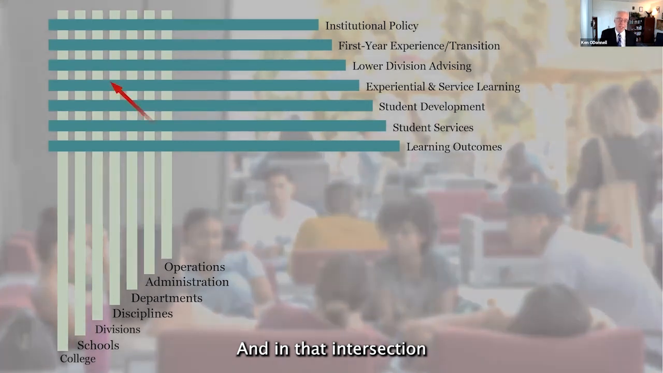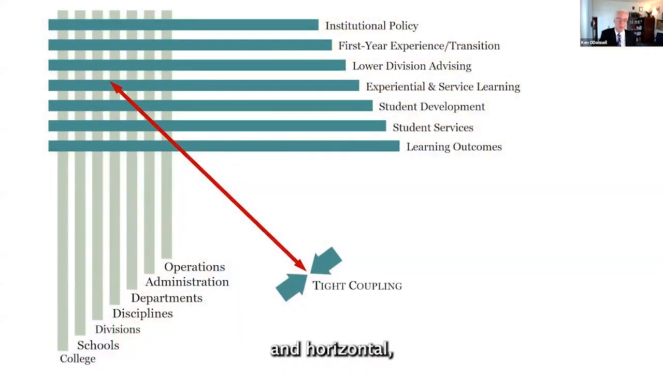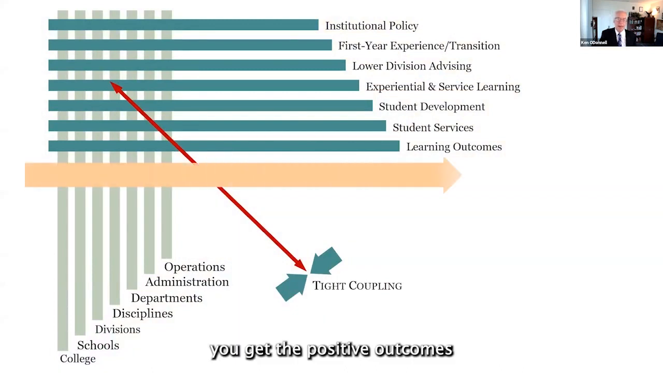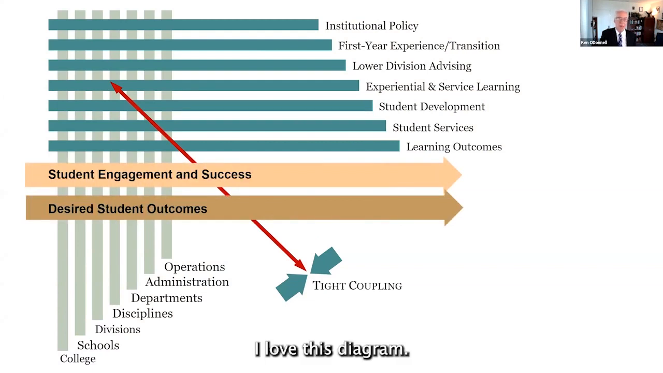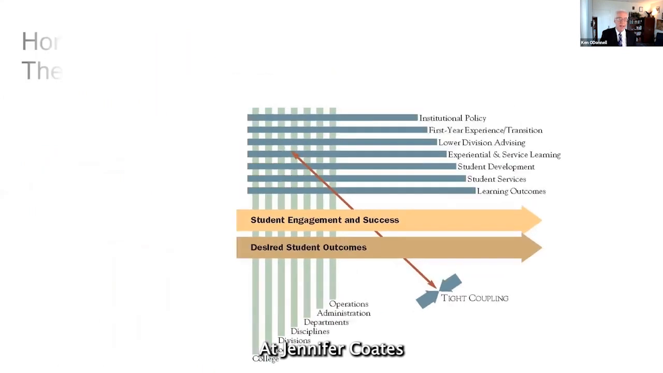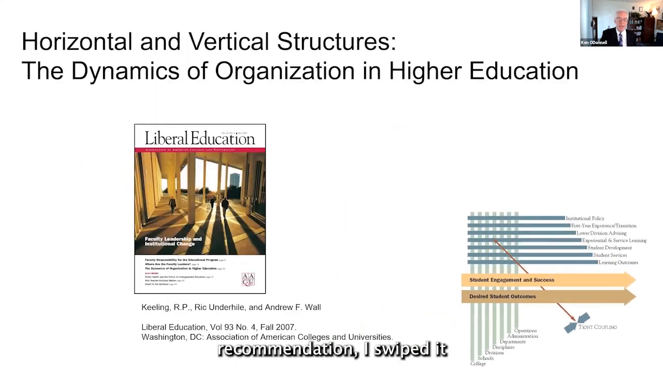And in that intersection between vertical and horizontal, as hard as it is to affect, you get the positive outcomes that all of us stand for. I love this diagram. I use it all the time, so I have to confess it is not mine. At Jennifer Coip's recommendation, I swiped it from this copy of Liberal Education about 15 years ago, but I certainly encourage you with attribution to use it too.